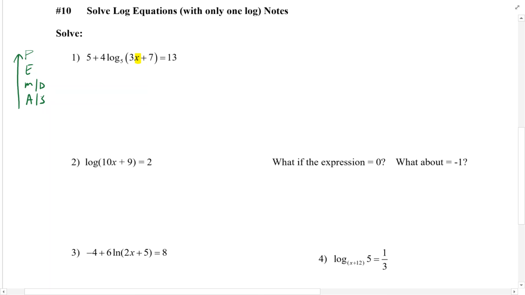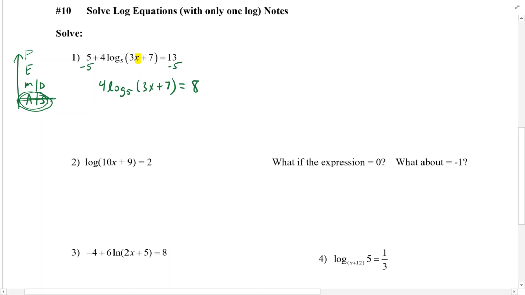So our first thing is to look for any addition and subtraction to get rid of. We're going to subtract 5 from both sides of the equation. What we have left over is 4 times log base 5 of 3x plus 7, and on the right hand side we have 13 minus 5, so we're going to have 8 on the right hand side. Okay, so we did addition and subtraction.